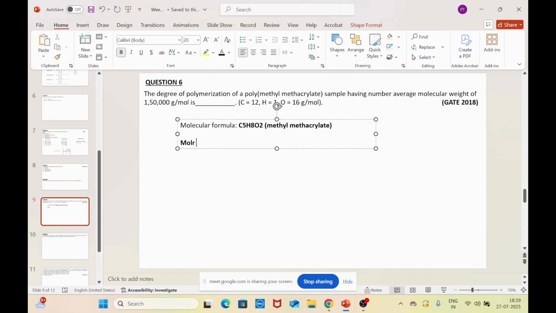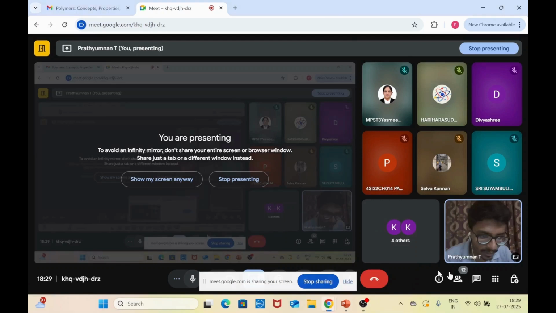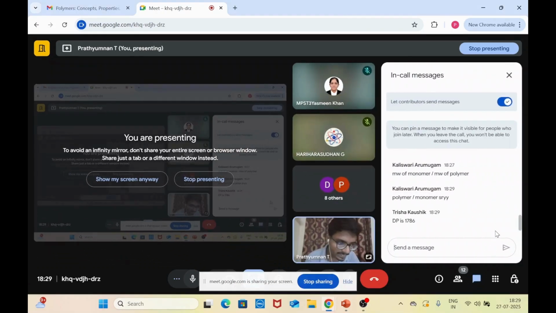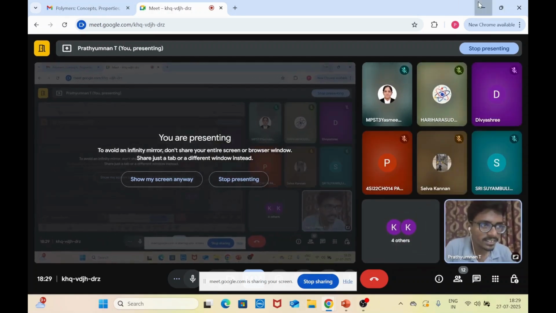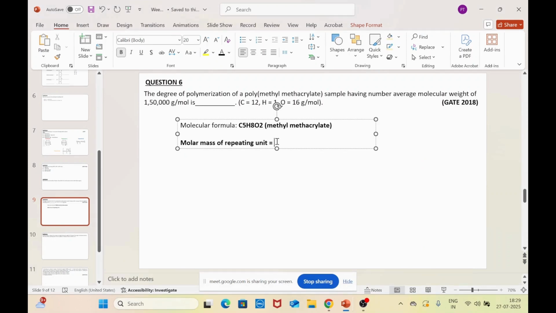What is this C5H8O2 coming out as? Interesting. DP is 1786. Okay, so let's try to calculate. I hope there is no confusion that methyl methacrylate is C5H8O2. You can always Google it and check. I should have had the structure with me, so apologies for that.